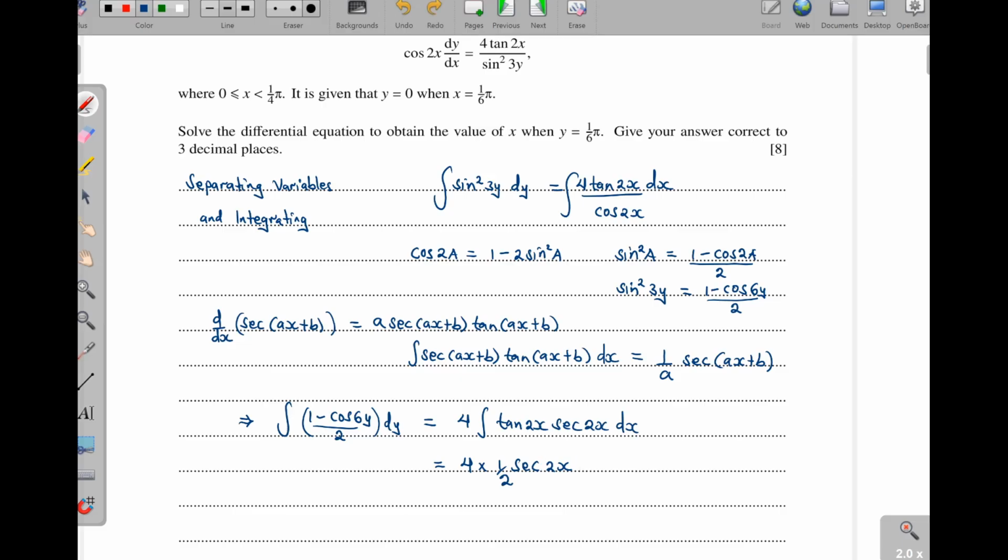Then we can put plus c. And then how about this side? Of course, I'm going to put the half here. When you integrate 1 with respect to y, you will get y.